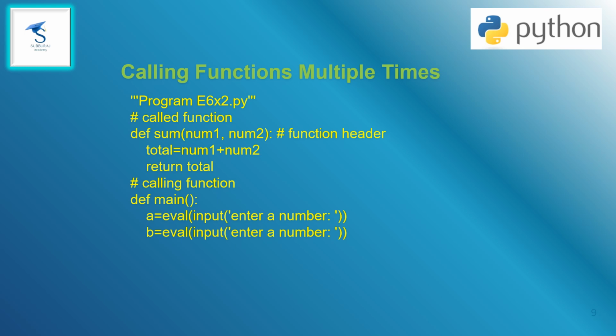This is the program, these are the commands in the call function. We are defining sum as the function receiving two arguments, and total is found and returned. This we have already seen. Again, calling the function with A and B, we already saw.